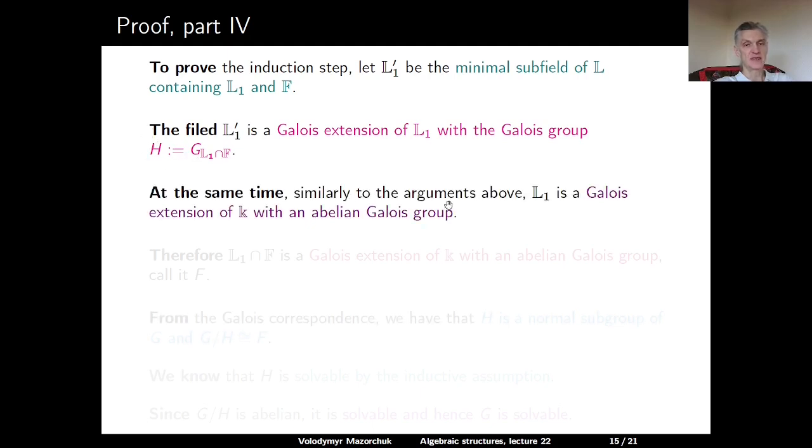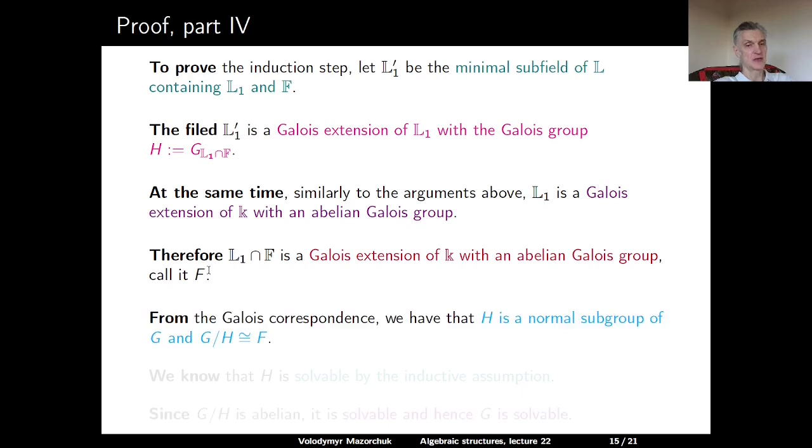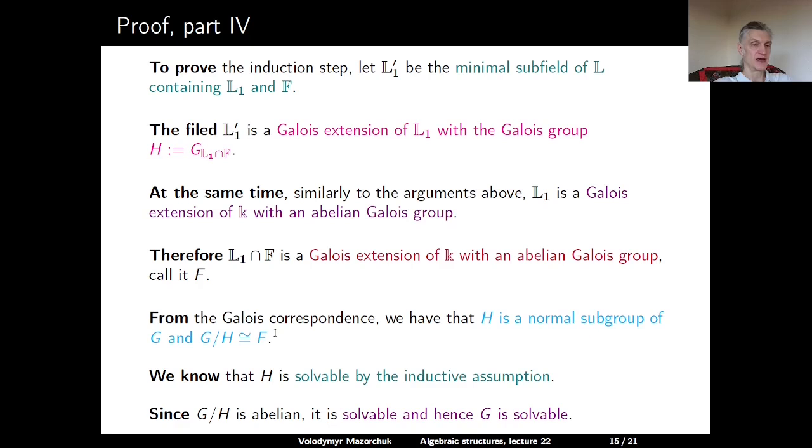At the same time, similarly to the argument above, L1 is a Galois extension of K with an abelian Galois group. Therefore, L1 intersection with F is a Galois extension of K with an abelian Galois group, and we call it F. And from the Galois correspondence, we have that H is a normal subgroup of G, and the quotient of G modulo H is isomorphic to F. So we know that H is solvable by the inductive assumption, and since the quotient by H is abelian, it is also solvable, and so G is solvable. So here we use the transitivity of solvable groups.